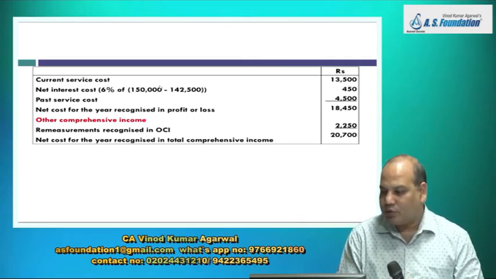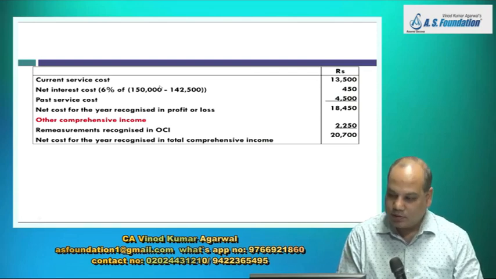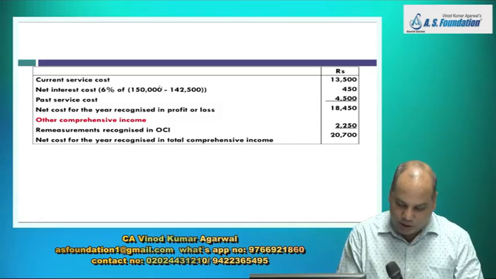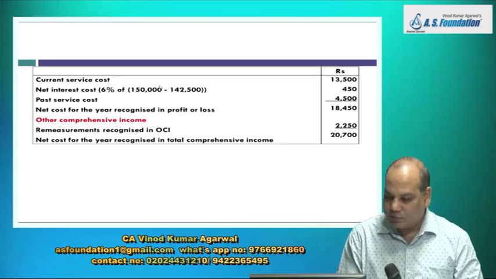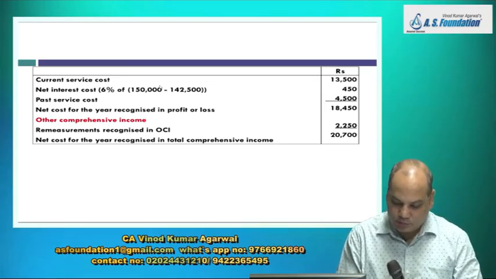So just check the calculation. Is it 450? Say yes. Yes, tick mark. Then past service cost will come. How much is past service cost? 4,500 full amount. Even if the vesting period is 5 years, that line is not relevant.